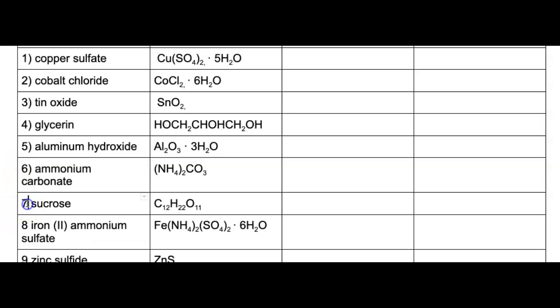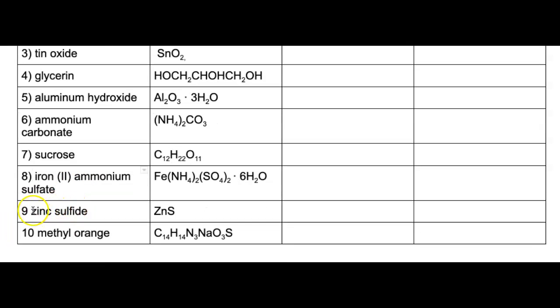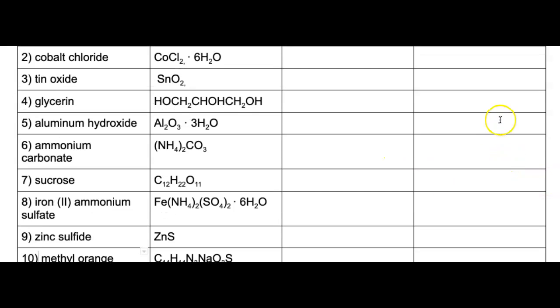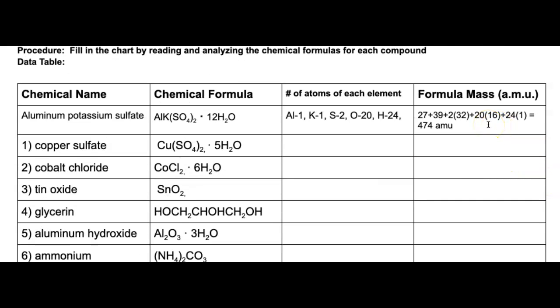Okay, I wrote out all of the compound names and all of the formulas. What you need to do is figure out the number of atoms for each one and then multiply the atomic mass times the number of atoms to get the total formula mass. When you are done, submit it through Schoology.